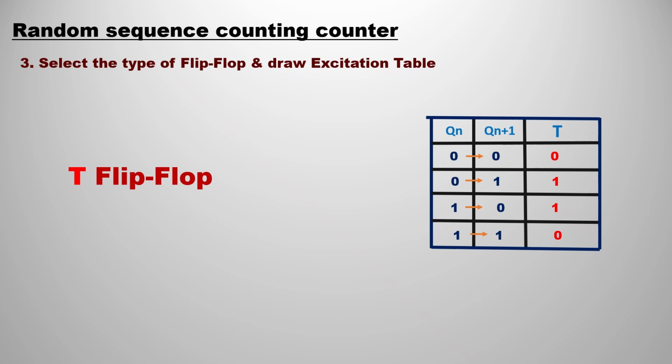I am going to use the T flip-flop for this random sequence. You can use the JK flip-flop also, that is your wish. If you use the JK flip-flop, you are going to have 6 inputs, J2, K2 and so on; you can label them as you wish. As we are using the T flip-flop, we are going to have just 3 inputs. That is the reason I am going to use the T flip-flop. I hope you are already aware of the T flip-flop excitation table. So this is the excitation table of the T flip-flop.